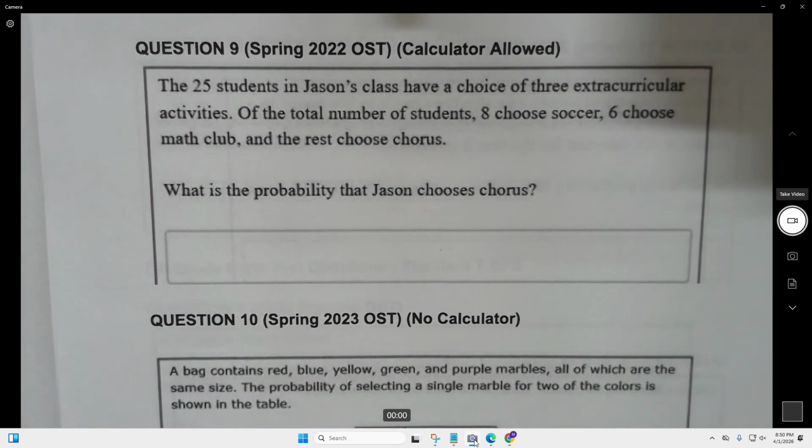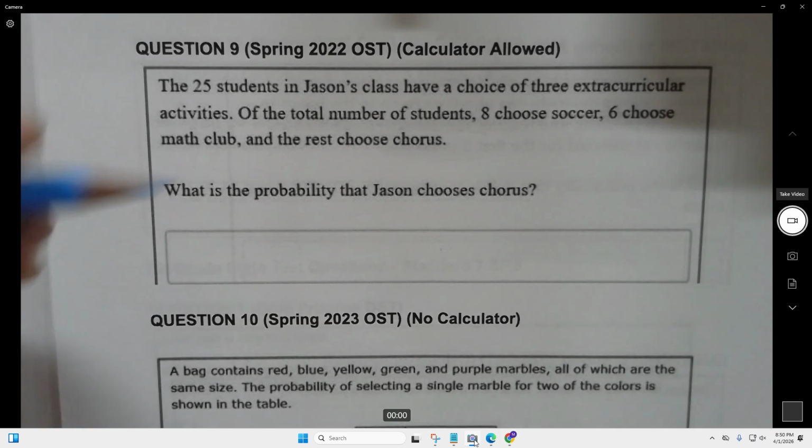Question 9. The 25 students in Jason's class have a choice of 3 extracurricular activities. Of this total number of students, 8 choose soccer, 6 choose math club, and the rest choose chorus. What is the probability that Jason chooses chorus?